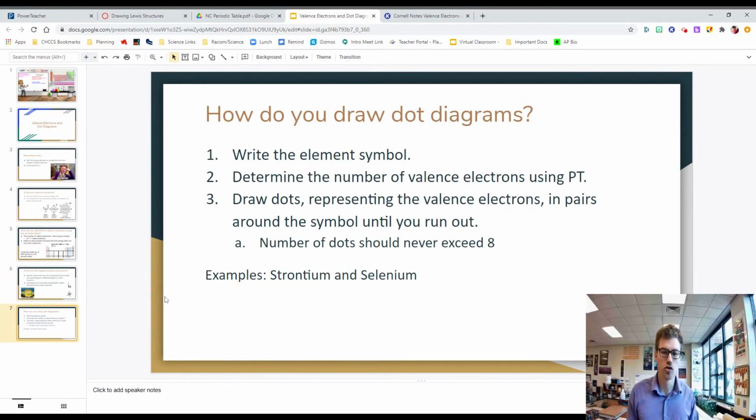So how do we actually go about drawing dot diagrams? Well, we write the element symbol first. Then we determine the number of valence electrons using the periodic table. Then we draw the dots representing those valence electrons in pairs around the symbol until you run out. And the number of dots should never exceed 8 because you can't have more than 8 valence electrons. So let's take a look at a couple examples.